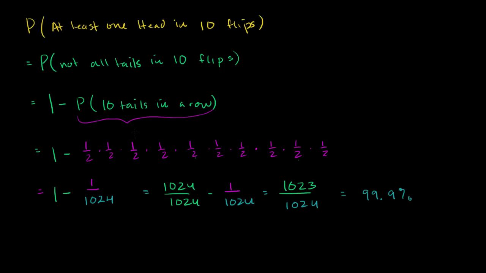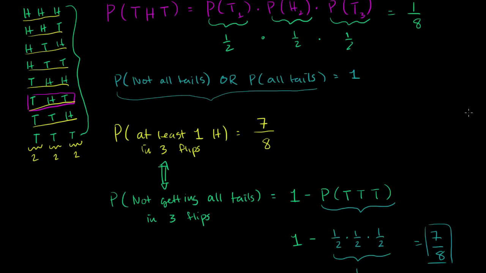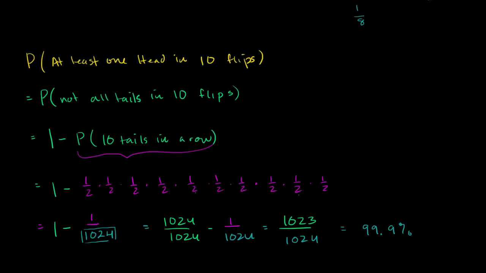And this is a pretty powerful way to think about it, because it would have taken you forever to write all of the scenarios down. In fact, there would have been 1024 scenarios to write down. So doing this exercise for 10 flips would have taken up all of our time. But when you think about it in a slightly different way, when you just say, look, the probability of getting at least one heads in 10 flips is the same thing as the probability of not getting all tails, and that's 1 minus the probability of getting all tails, this is actually a pretty easy thing to think about.